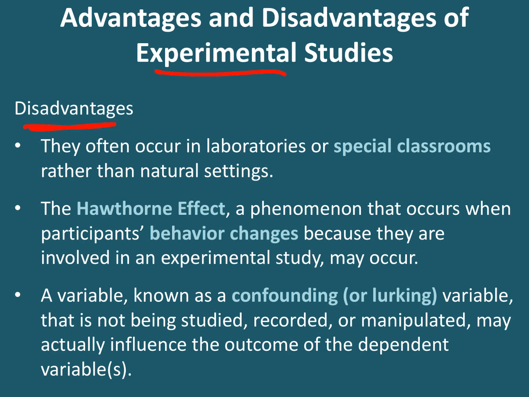Also, there are variables known as confounding or lurking variables, which are not being studied, recorded, or manipulated. And this may actually influence the outcome of the dependent variables.